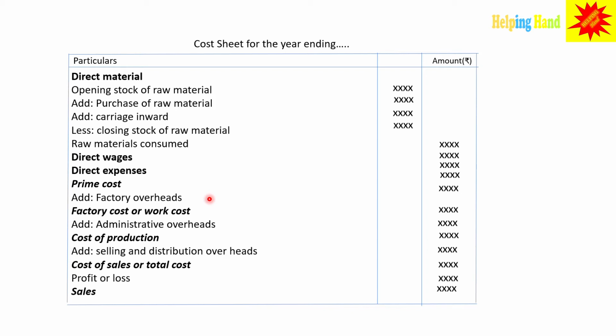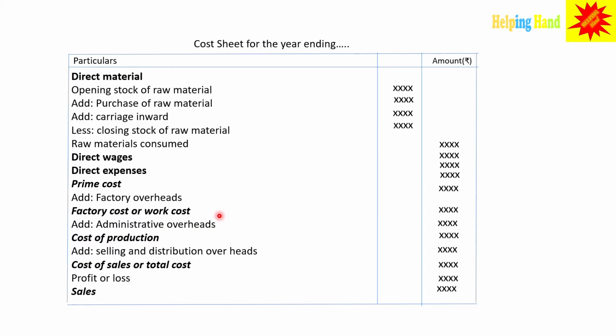Sometimes they will give the various expenditures like factory lighting or any other. It can be even indirect labor paid to factory workers. Because it is not direct labor, it is indirect wages or indirect labor paid. That kind of indirect expenditure also comes under factory overheads, which is related to the factory. So we add this to our prime cost and ascertain our factory cost or work cost.